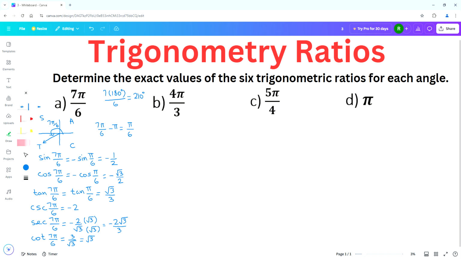Now we can answer part B. 4 pi over 3. 4 pi over 3 lies in quadrant 3. We can find the degree angle for 4 pi over 3 by replacing pi by 180 degrees. I get 240 degrees. Now we can sketch the angle.